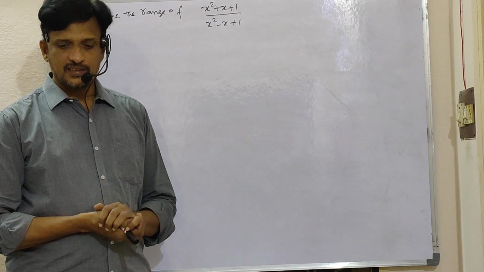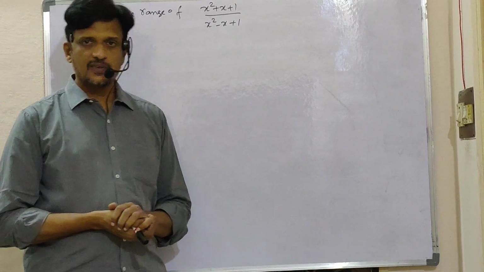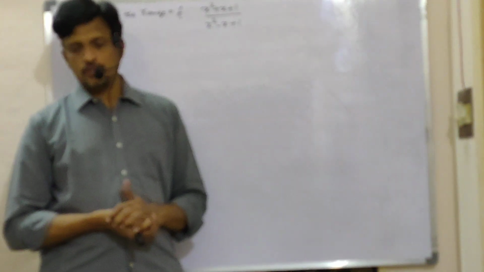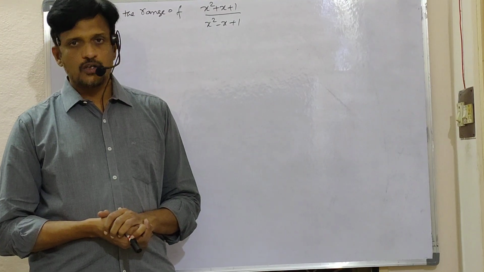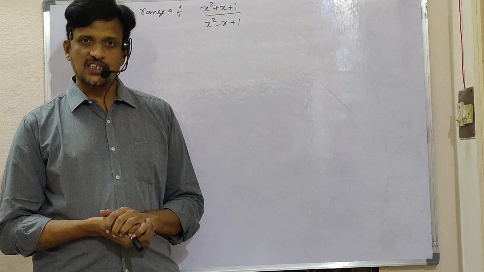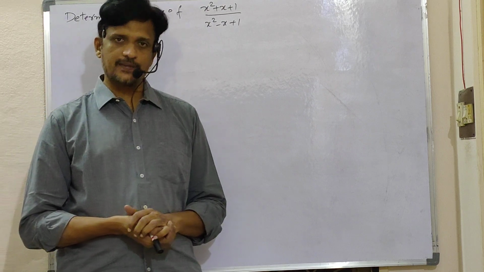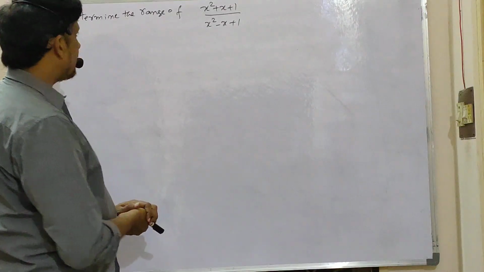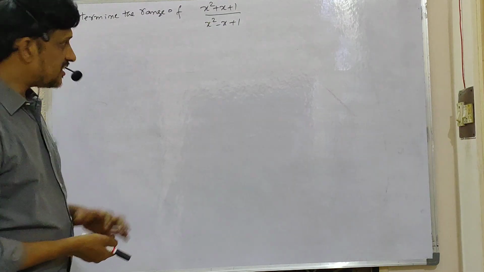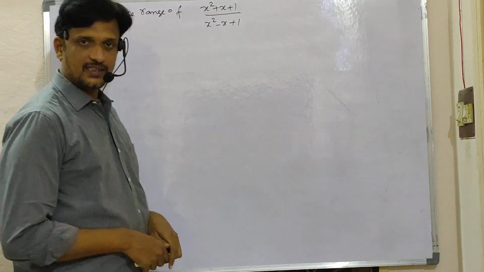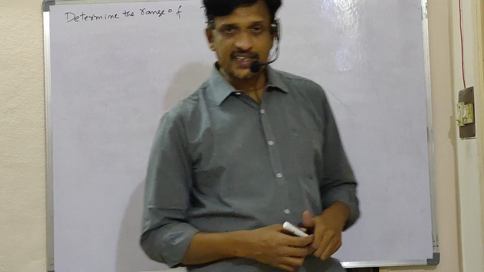So this is the next model from quadratic expressions. Usually from this model we are getting a 4 marks problem. It's a short answer in IIT, so it is an important one. Find the range or determine the range of the given expression. They'll give one expression like this.